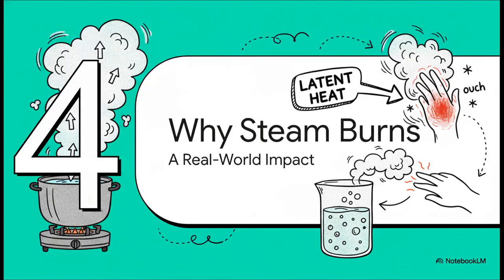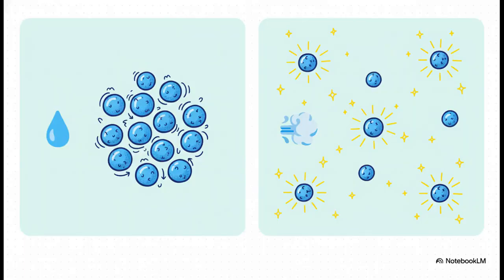Now, understanding this concept of latent heat is very important because it has a real-world application. It explains why a burn from steam can be far more severe than a burn from boiling water, even when both are at the same temperature. Let's look at this comparison. On one side, we have particles in boiling water at 100 degrees Celsius. They have a high amount of kinetic energy.